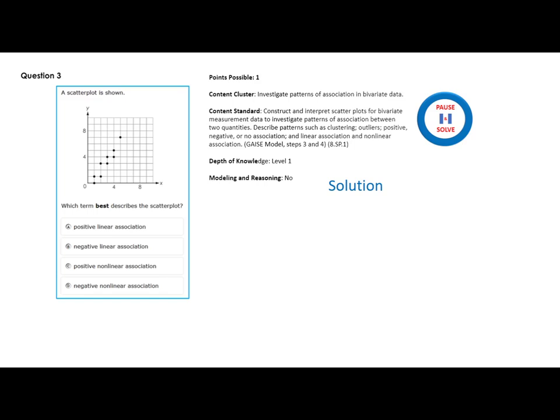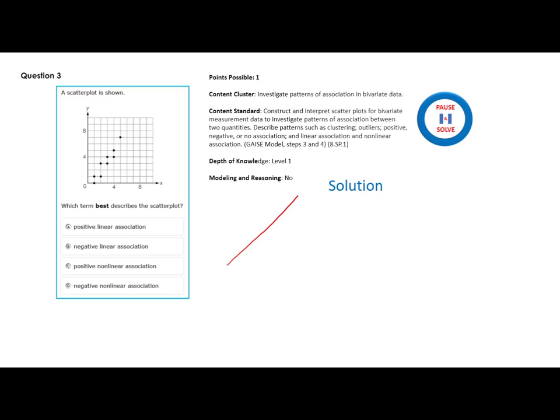Hello and welcome. In this question, we have a scatter plot shown right here. Which term best describes the scatter plot? You need to read the question carefully. The choices are positive linear association, negative linear association, positive nonlinear, and negative nonlinear. Talking about linear and nonlinear, positive and negative, you need to remember linear means line, a straight line.